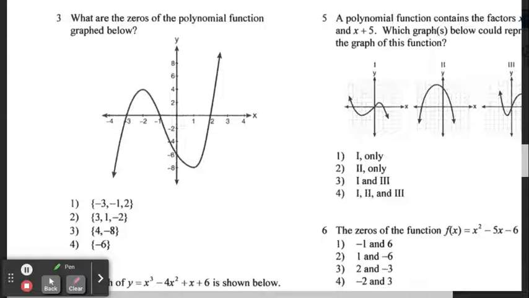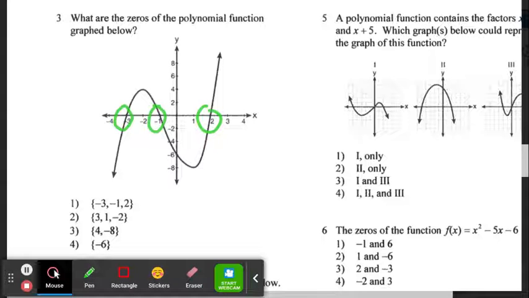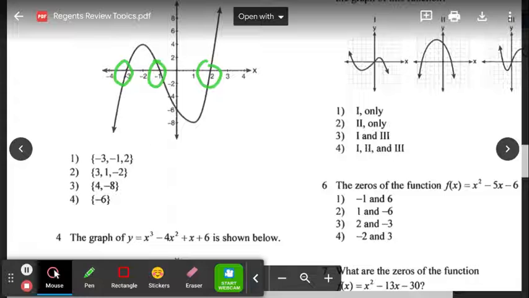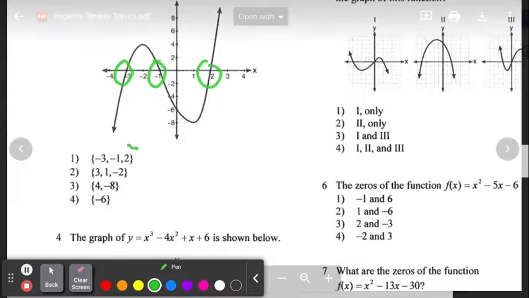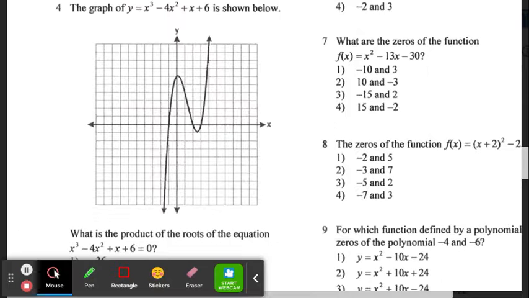Number 3, what are the zeros of the polynomial function graphed below? Okay, give this a try. Pause the video and then come back and check your work. So I circled the numbers that went with the zeros. It's -3, -1, and 2. Option number 1. So our answer is the group -3, -1, and 2.